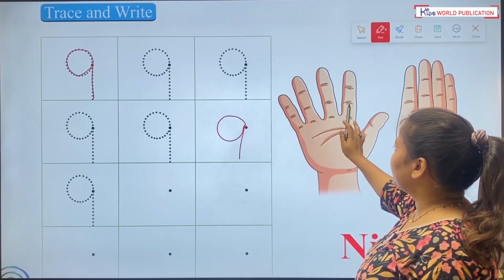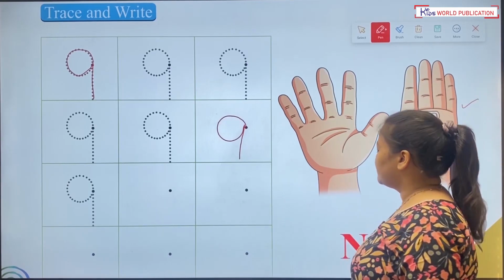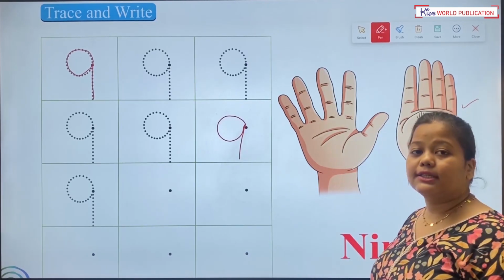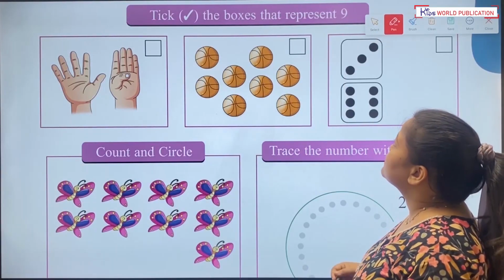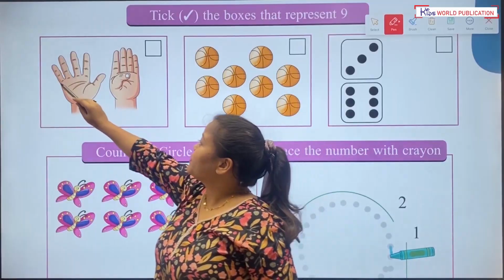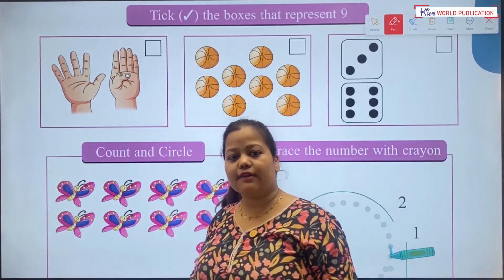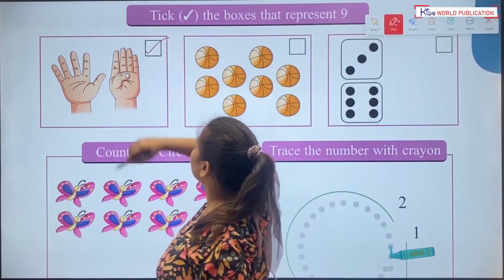1, 2, 3, 4, 5, 6, 7, 8, 9. There are 9 fingers. N-I-N-E, 9. Tick the boxes that represent 9. So, how many fingers are there? 1, 2, 3, 4, 5, 6, 7, 8, 9. There are 9 fingers. So, yes, we will tick the box.